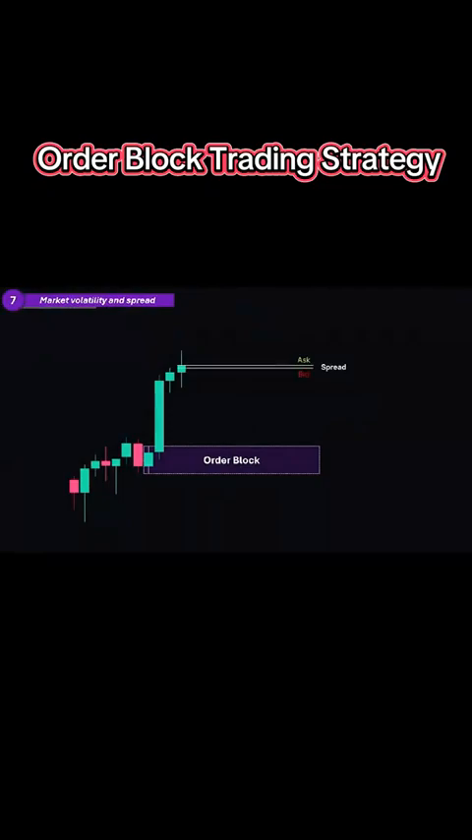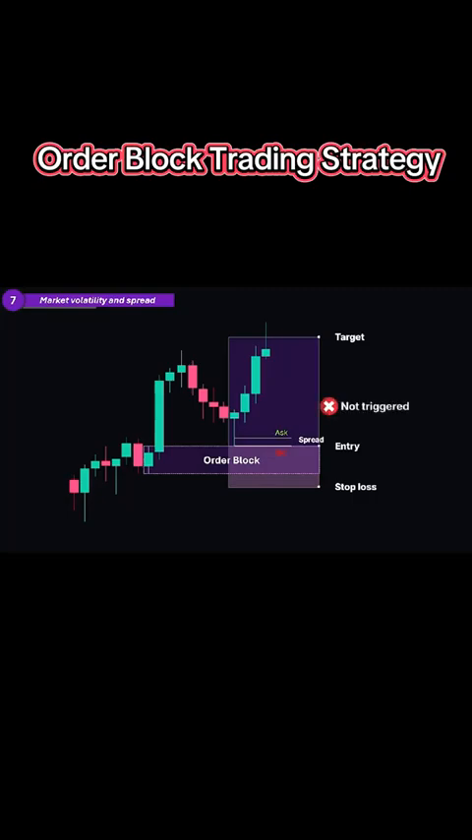In many cases, price reacts to an order block within just a few pips. If you're trading a pair with a wide spread, you may miss profitable entries because the price didn't trigger your setup, even though it touched your zone. For this reason, it is generally better to trade low-spread instruments during highly liquid market sessions.